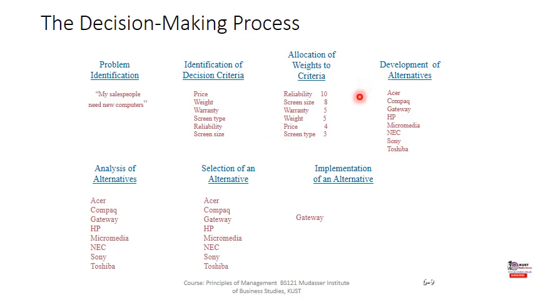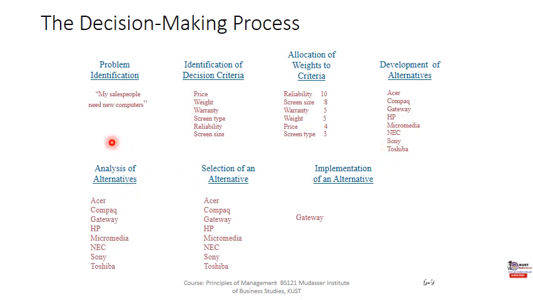Now, keeping in mind the criteria and its weightage, we develop certain alternatives. We see that on the basis of this criteria, there are certain alternative options that are available to us. For example, we have Acer in the market that fulfills our criteria. We have Compaq, we have Gateway, we have HP, we have Micromedia, NEC, Sony, Toshiba.